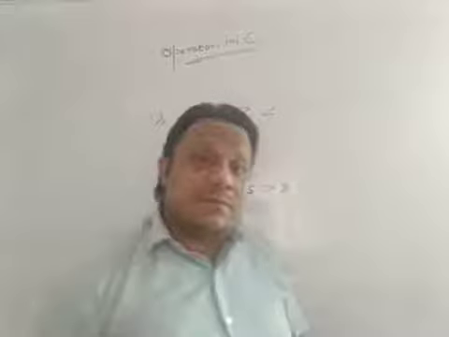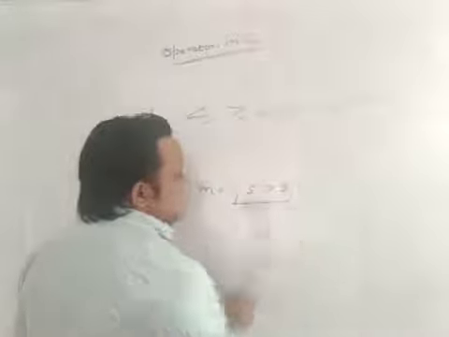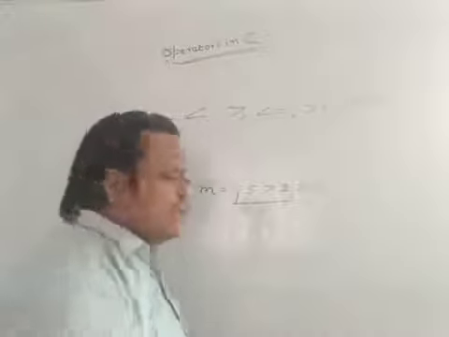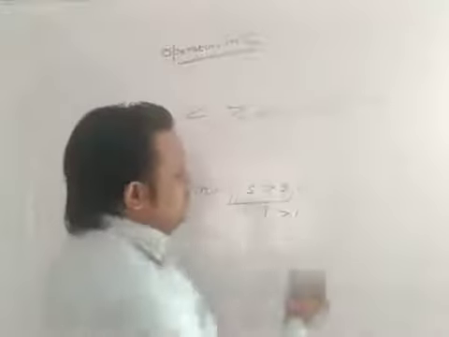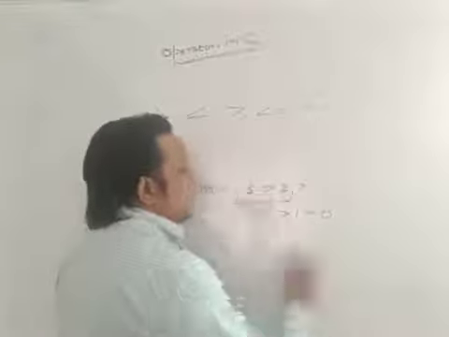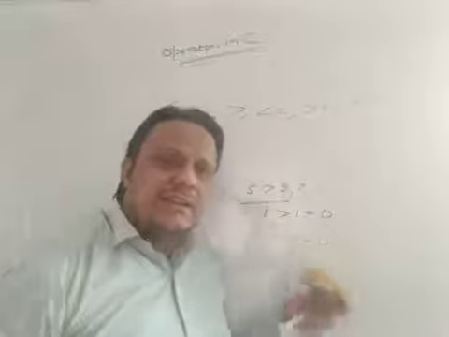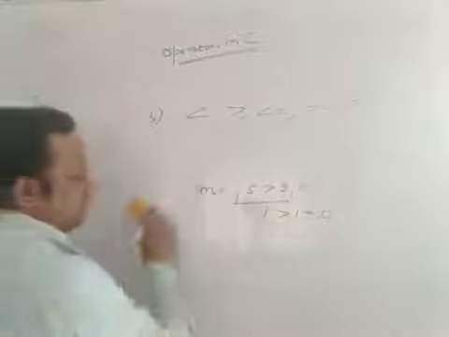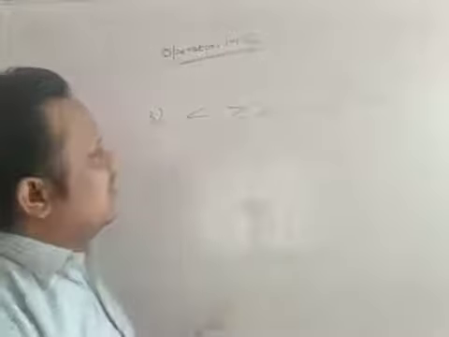So C gives you surprises, a lot of surprises, right? So 5 greater than 2. How will you evaluate this? This condition is true. True means what? 1. So 1 greater than 1. This condition is false. So false means what? 0. Therefore the value of 5 greater than 2 greater than 1 is not 1, but actually it is 0. Right? So this is basically the relational operator.